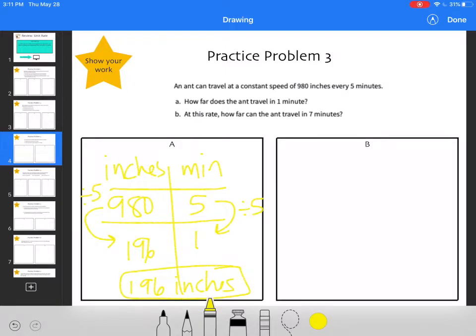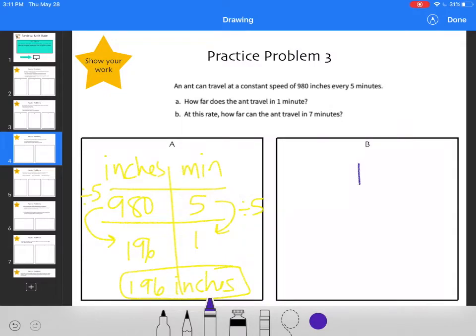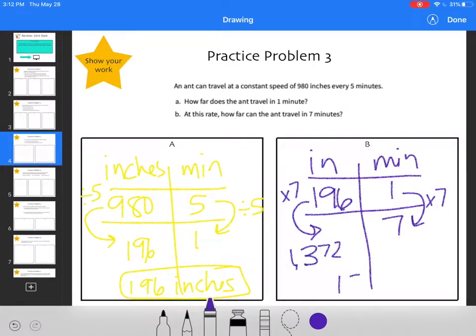So then it says, at this rate, how far can the ant travel in 7 minutes? So I'm going to use the same information. I'm going to use inches and minutes. I'm still going to use 196 in 1 minute. So in 7 minutes, so I'm going to do 196 times 7. He can go 1,372 inches.